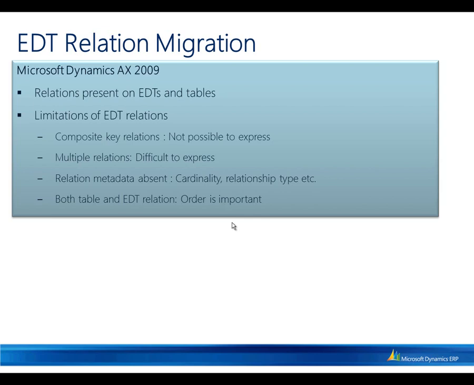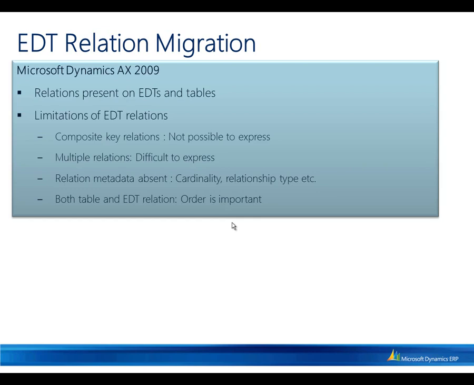When both table and EDT relations were defined between the same two tables, the order in which the relation was picked was confusing, and it was relevant for many operations such as cascading deletes and query relations.